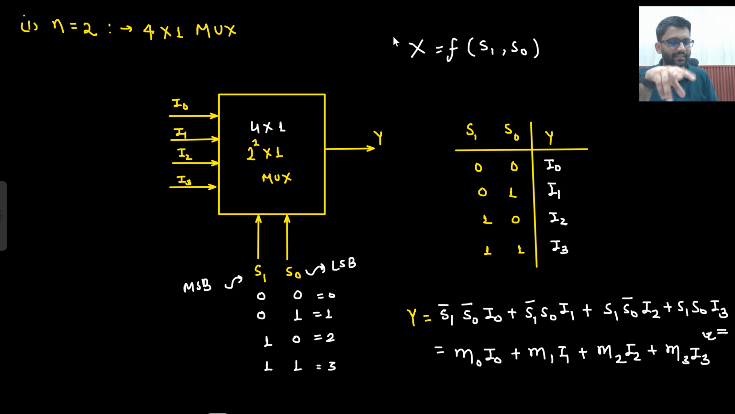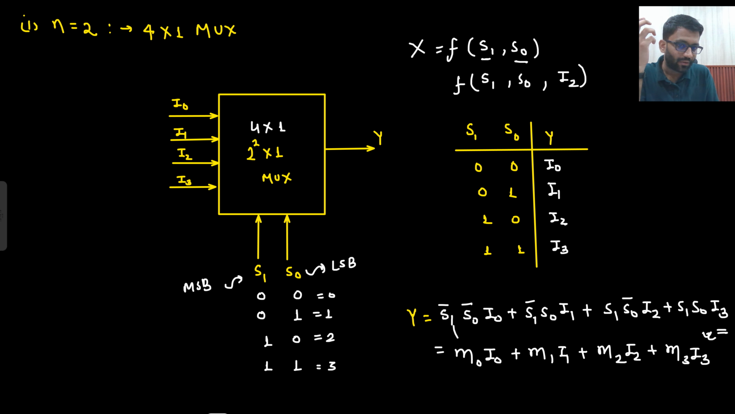Look, my function x has two variables s1, s0. If s1, s0 both are 0, that means it is minterm m0. If it is 0 1, then it is minterm m1. If it is 1 0, it is minterm m2, and if it is 1 1, it is minterm m3. The condition is that my function x should have only two variables, which are s1, s0. Now if my function x has s1, s0 and some other variable, let's say I2, some other variable is also there. This is my function f.